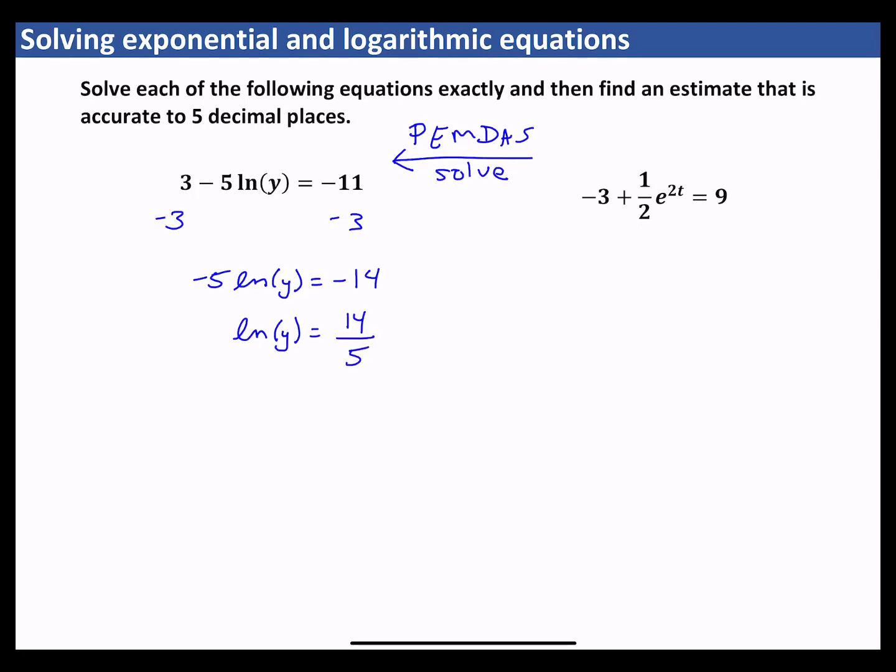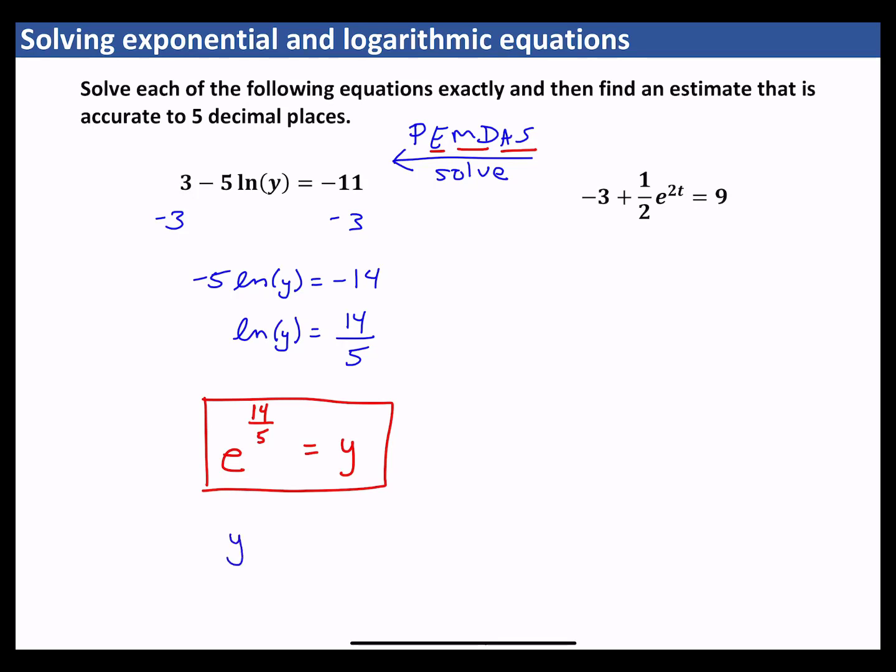So at this point, we've undone addition and subtraction. We've undone the multiplication or division. And now we are looking at undoing an exponential function. Well, a logarithm is a different way to think of an exponential function. So in fact, we will reverse this logarithmic function by rewriting it in exponential form. We know that 14 fifths is the power to which we raise e to get y. So this is our exact answer for y.